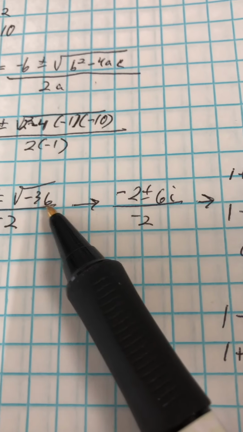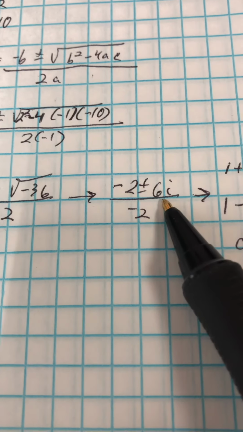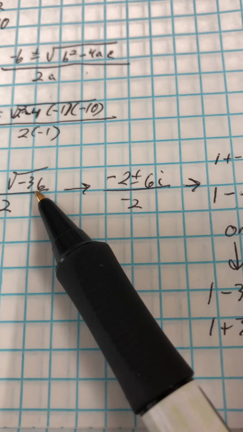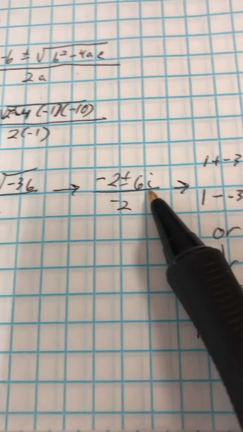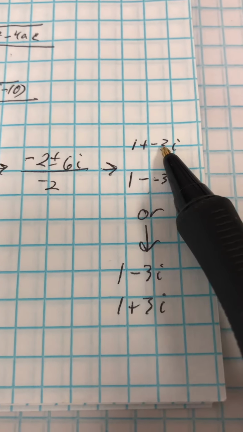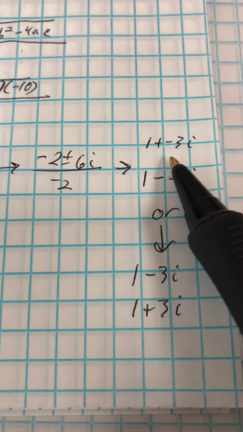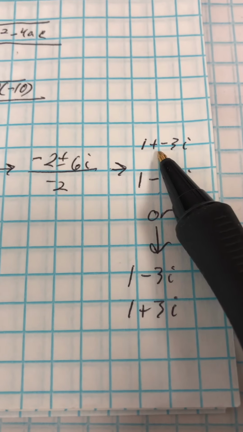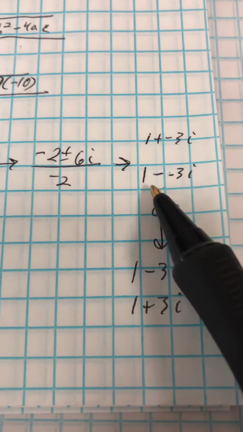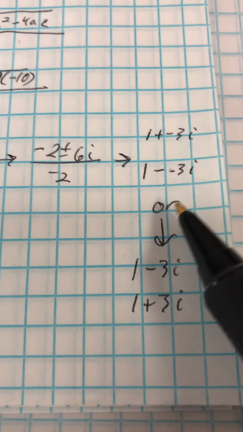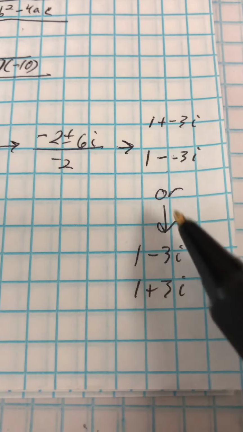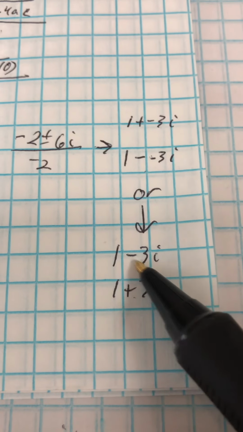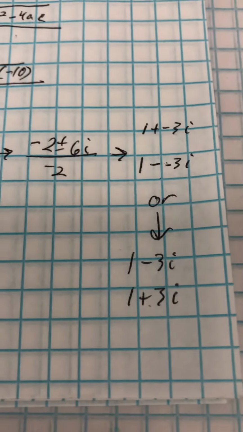The square root of -36 ends up being 6i, because square root of 36 is 6, and then you have -1 underneath there, which is i. And so that breaks down to, 2 divided by 2 and 6 divided by 2 ends up being 1 plus a -3i, or 1 minus a -3i. Or you could just write it like this: that plus and the minus make a negative, this negative and negative make a positive. It's 1 minus 3i or 1 plus 3i.